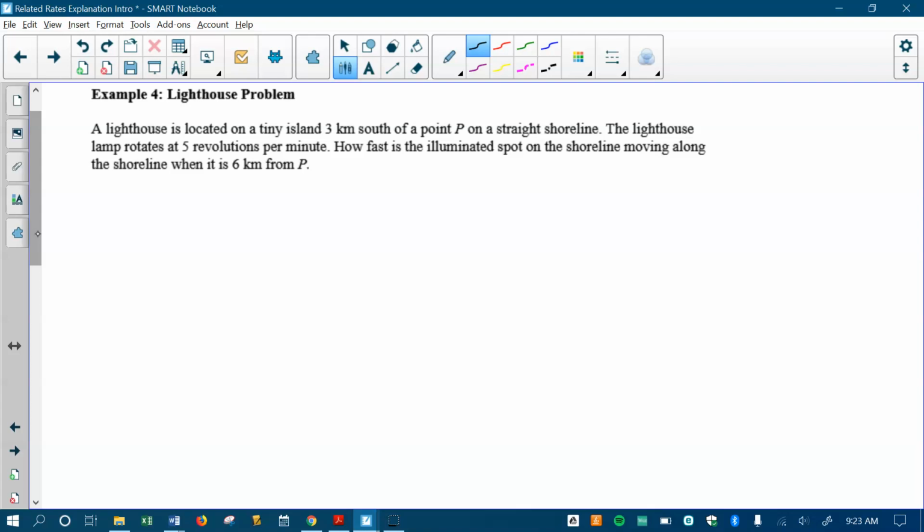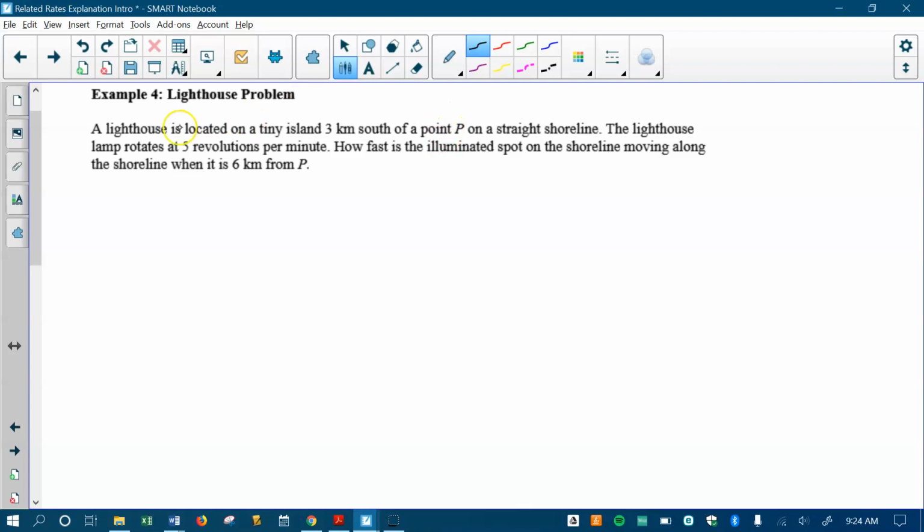I know some teachers will say you should really read everything through and then start reading it again, so let's just do that. A lighthouse is located on a tiny island 3 kilometers south of a point P on a straight shoreline. The lighthouse lamp rotates at 5 revolutions per minute. How fast is the illuminated spot on the shoreline moving along the shoreline when it's 6 kilometers from P? And then I think you might have already seen the setup in the video that you watched last time.